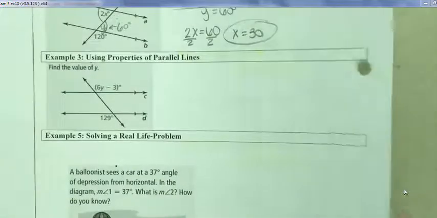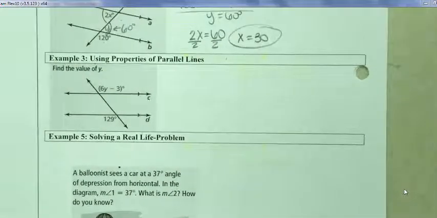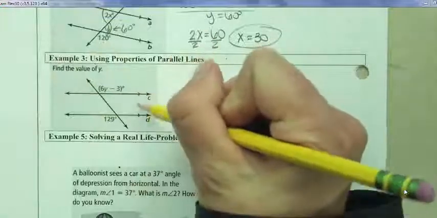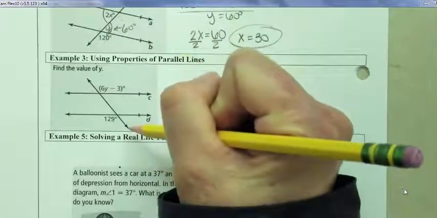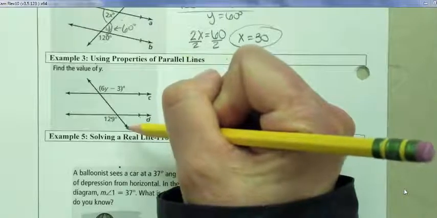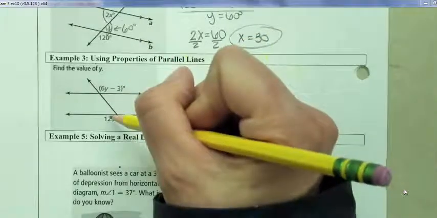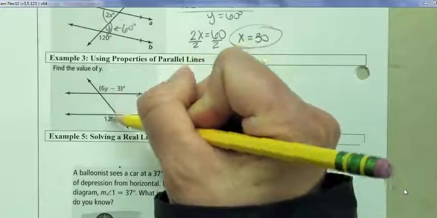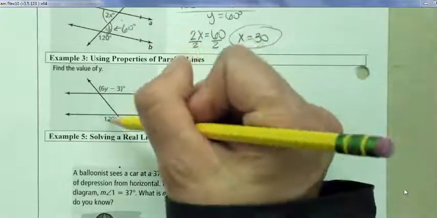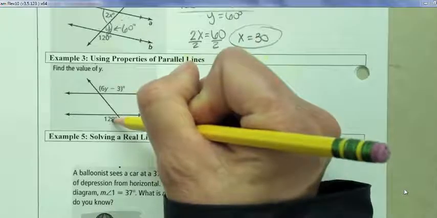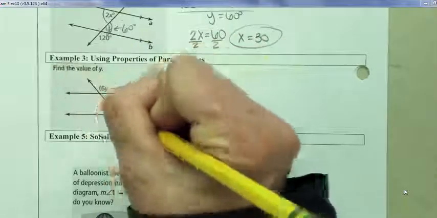All right. Next, we're going to find the value of y. Well, again, I've got these parallel lines cut by a transversal. So my special angle pairs, some of them are congruent and some of them are supplementary. This special angle pair, which one do we have here? That's right. These are alternate exterior angles. And alternate exterior angles are congruent.